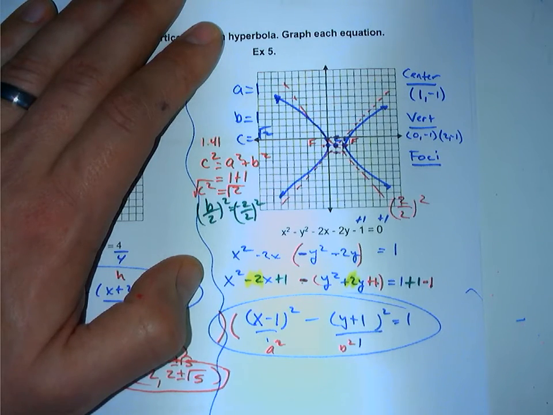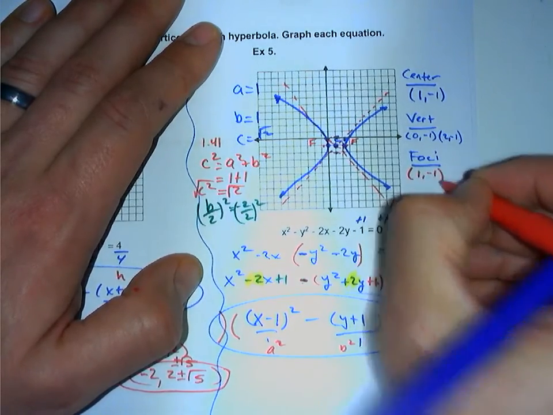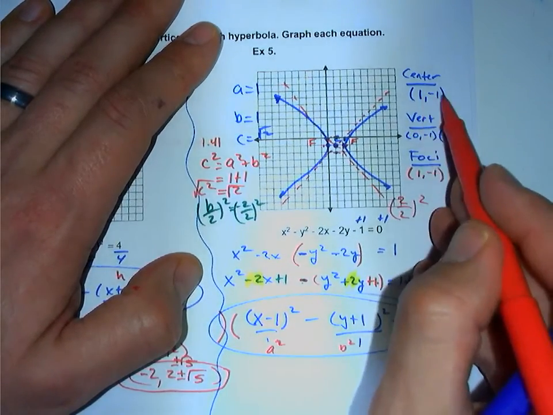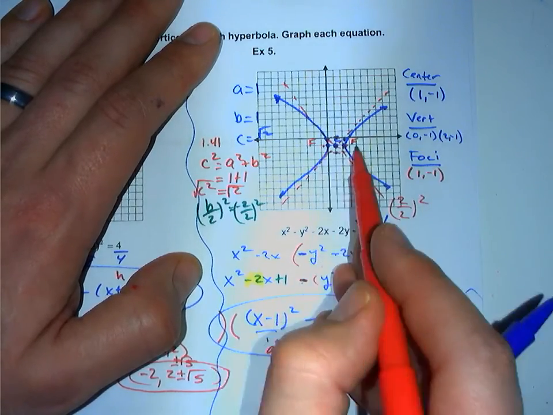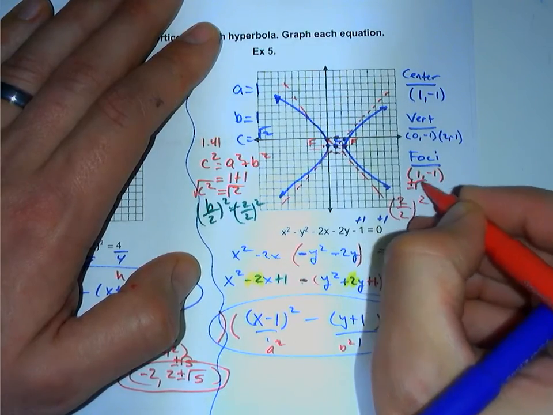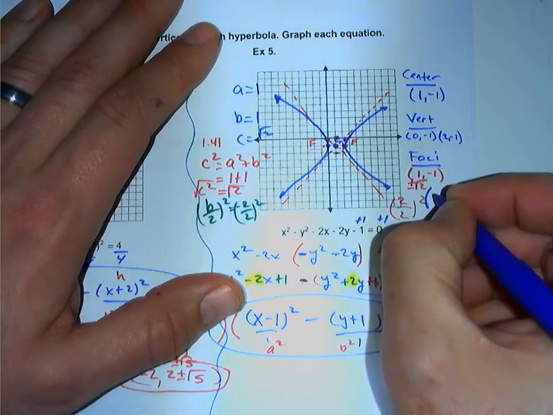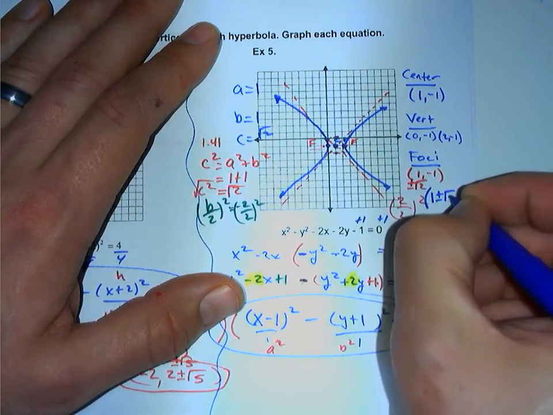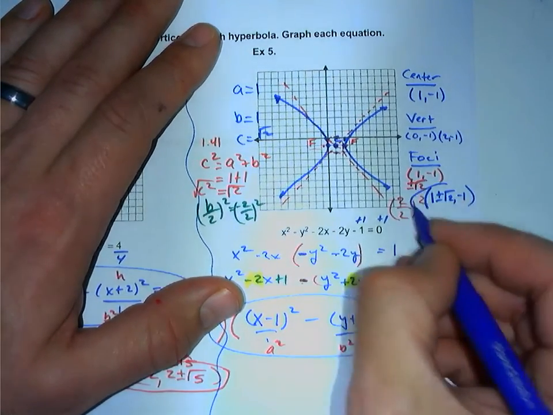Now the tricky part is coming up with the foci. So start at your center, and then I always look to see what's changing from the center to your vertices. I see that the x values have changed, and that's because I'm going left and right. That means I gotta change that value right there. So my final answer here is 1 plus or minus root 2, comma negative 1. And that is what I'm looking for.